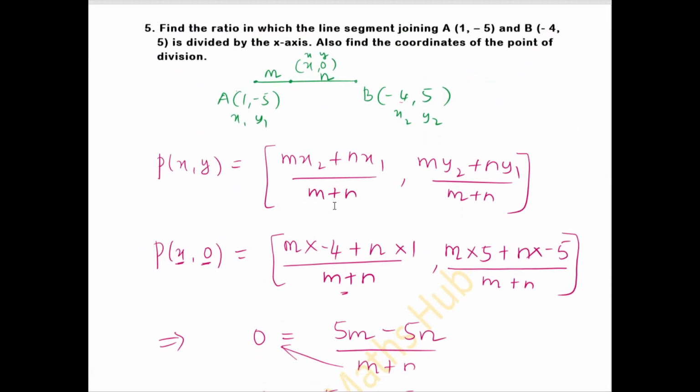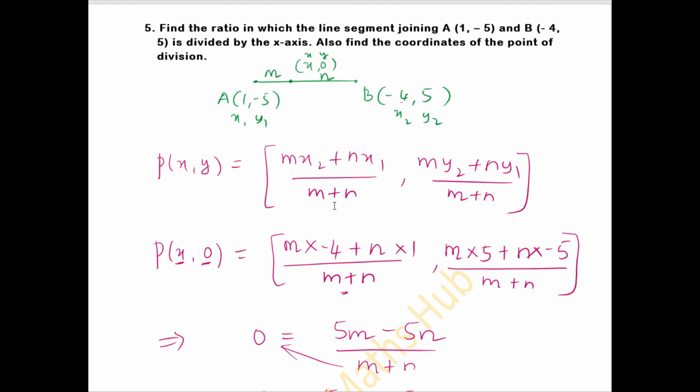Students, do you understand the question? Find the ratio in which the line segment joining the points A (1, -5) and B (-4, 5) is divided by the x-axis. On the x-axis the point will be of the form (x, 0).